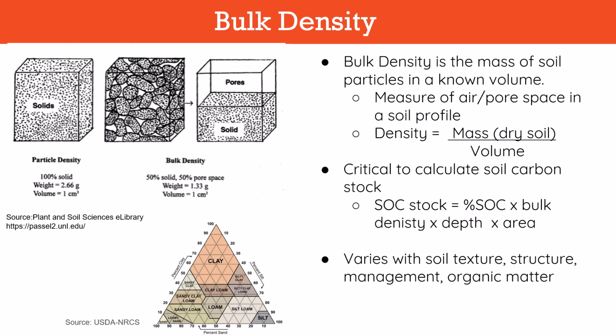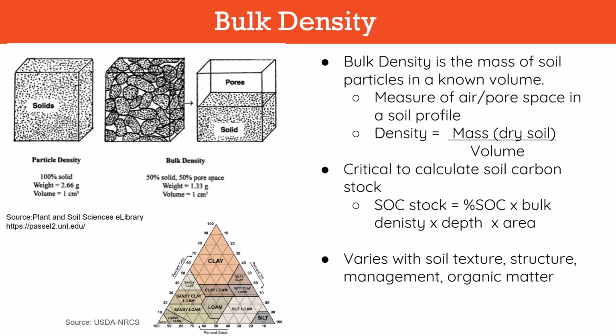Bulk density is another site-specific measurement that is needed to accurately estimate the soil organic carbon. Bulk density is the mass of a soil within a volume. It tells us how much air and pore space is present. We want to accurately represent how dense a soil is, as it will affect the calculation of soil carbon stock.